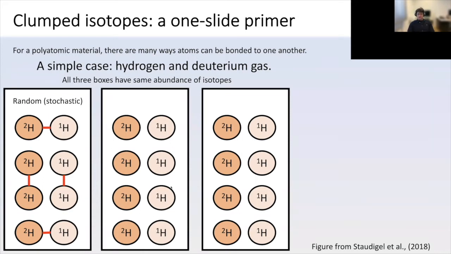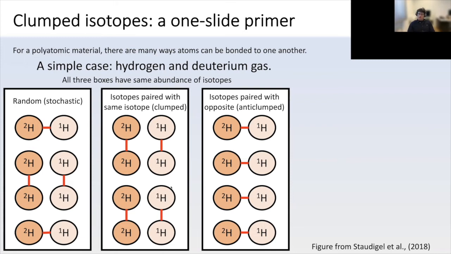But then there's the alternative option, which is we bond only to like. So all isotopes are only paired with the same kind of isotope. And this is considered a clumped distribution. And then there's the opposite, which is that you're only bound to the opposite, and this is considered anti-clumped.